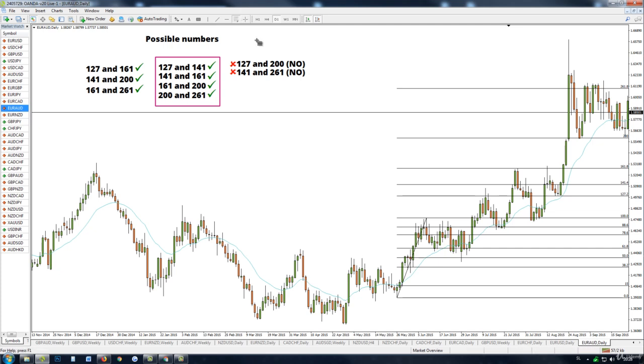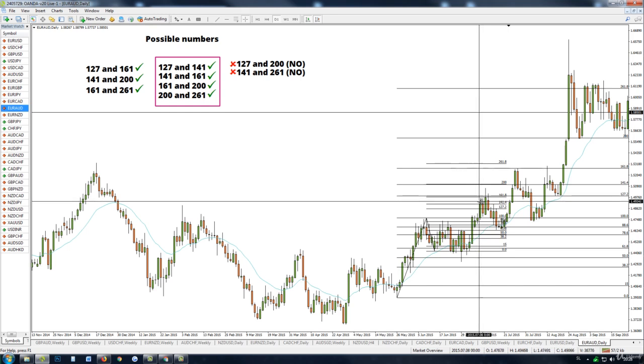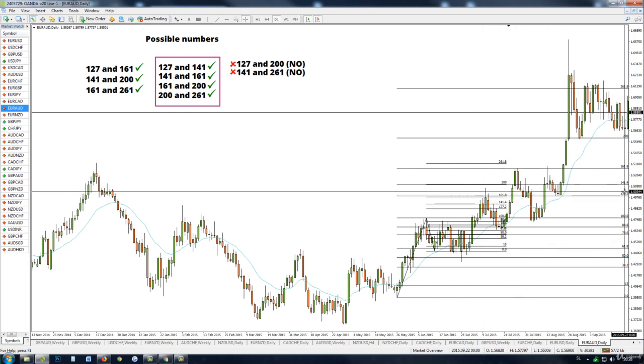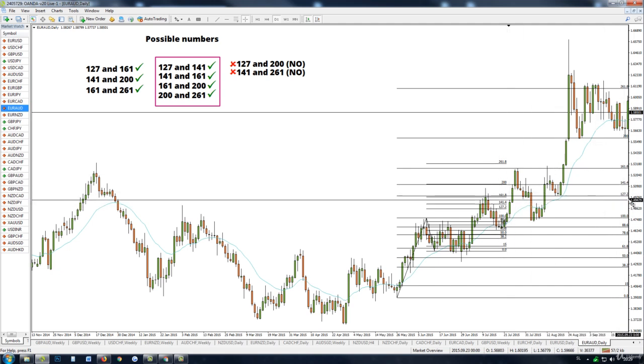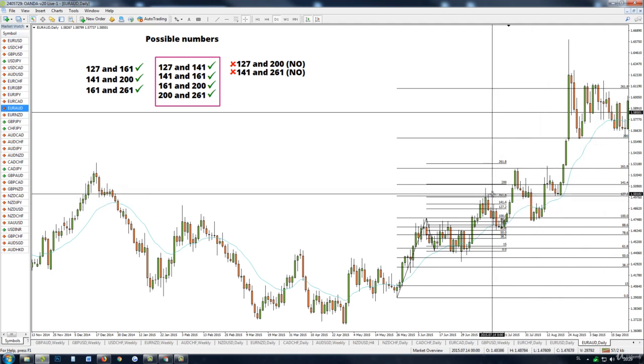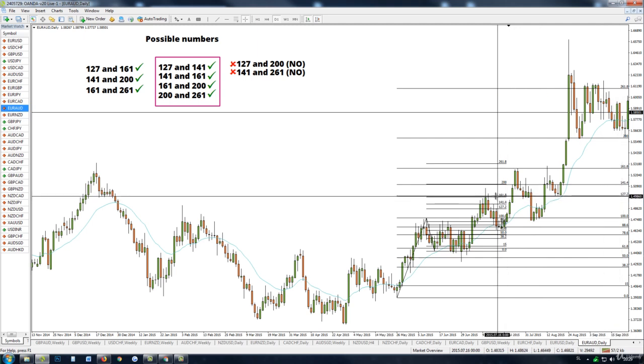Then we take another one, and we pay attention to these numbers: 127, 141, 161, 200, and then we simply take a Fibonacci and draw it on the retracement, and leave it. As you can see, this is the Fibonacci from the impulse leg, this is the retracement. What we're looking for is the combination. You can see here we have a 127 and 161 pretty close together, like a few pips in between.